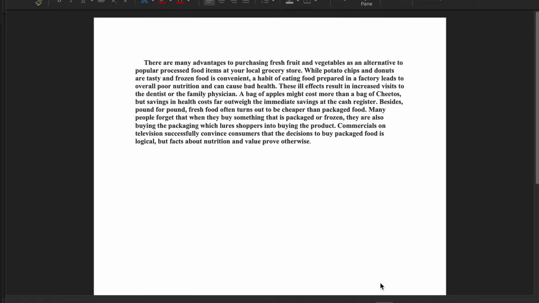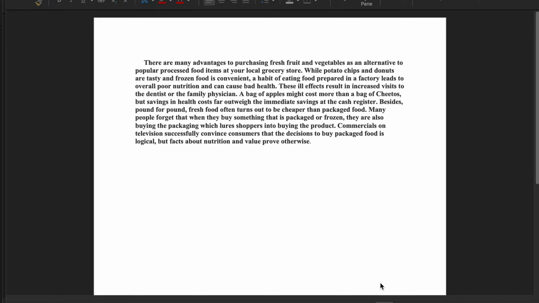Besides, pound for pound, fresh food often turns out to be cheaper than packaged food. Many people forget that when they buy something that is packaged or frozen, they are also buying the packaging, which lures shoppers into buying the product. Commercials on television successfully convince consumers that the decision to buy packaged food is logical, but facts about nutrition and value prove otherwise. So let's break this down.